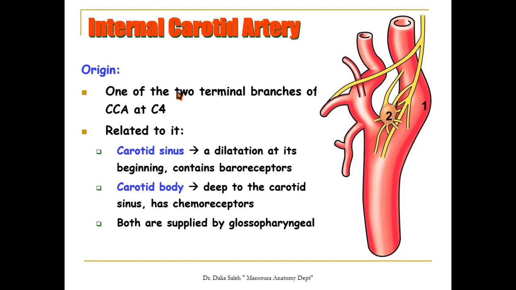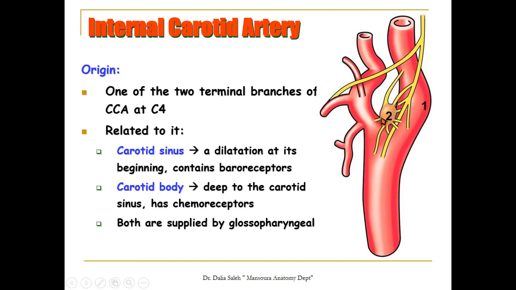At its beginning here, it is related to two important structures. One is called the carotid sinus. Sinus means dilatation, like a pocket. So the carotid sinus is a dilatation at its beginning and contains baroreceptors. Baroreceptors, specific types of receptors that will detect changes in the blood pressure.